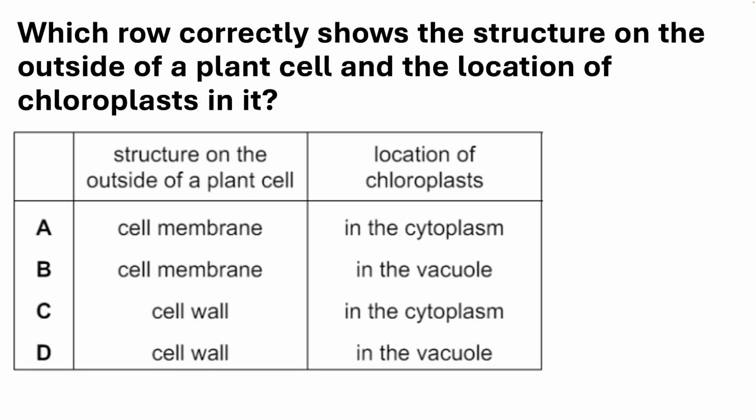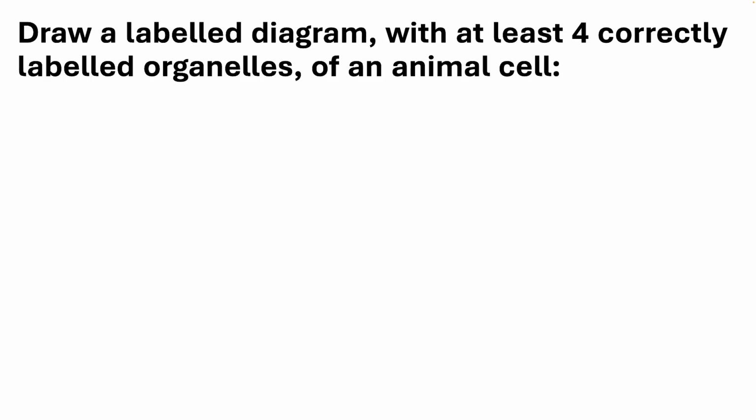Next, give this question a go. The correct answer here is C, because the cell wall is on the outside of the cell, and you can find chloroplasts in the cytoplasm. Now, this time we've got a drawing question. Give it a go.